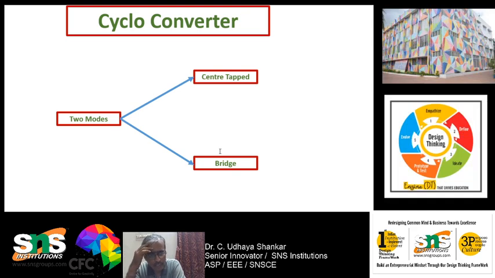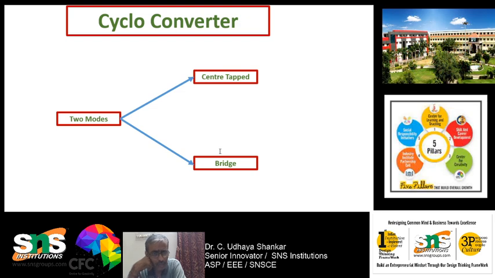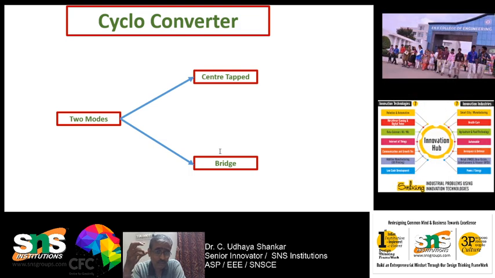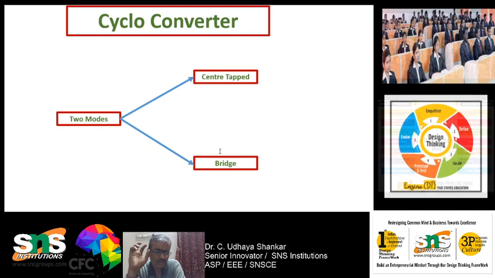Before going into the topic, you should be very clear about the applications, because applications are very, very important. For example, this particular cycloconverter is widely used in low speed AC drives. What are low speed AC drives? For example, if an AC drive is working only between 0 to 20 hertz, then there is no need to go for an inverter. You can go for a cycloconverter, which will reduce the cost very much.